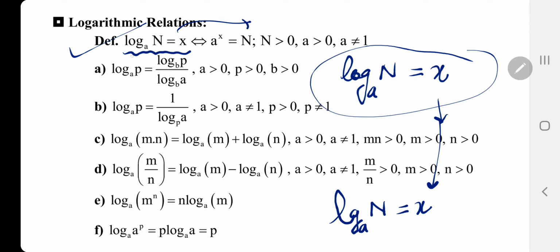If we have log of n on the base of a equal to x, it further implies a to the power x is equal to n, and we have certain restrictions on n and a. These are the restrictions. n has to be positive, meaning greater than 0. a is the base of the logarithm, and it has to be greater than 0, but it cannot be equal to 1. Why it is so? I will leave a PDF link in the description box at the bottom of this video.